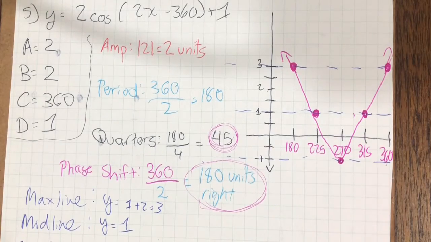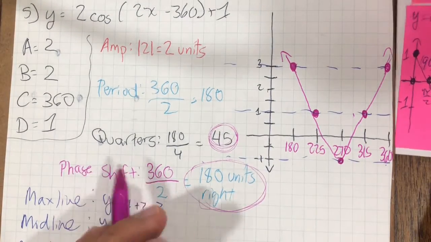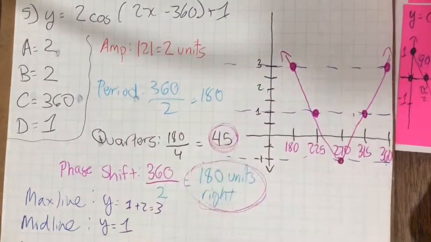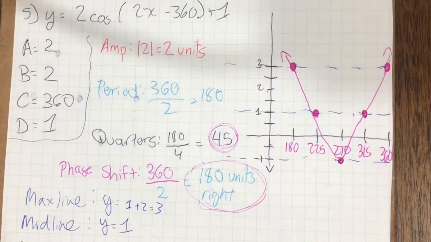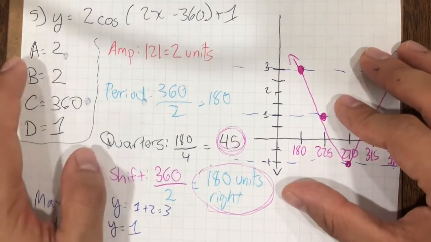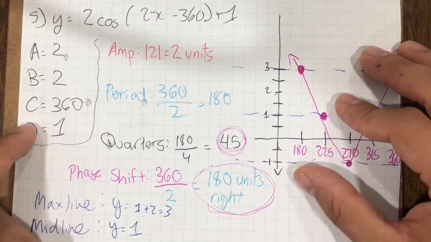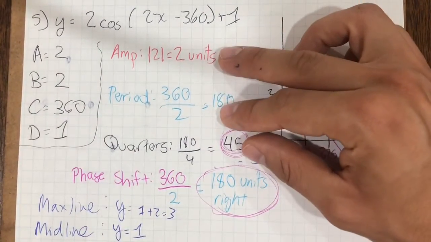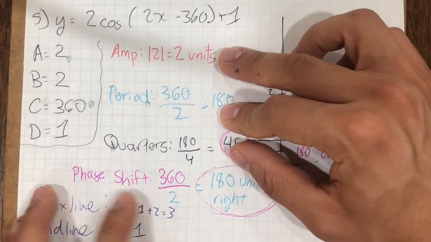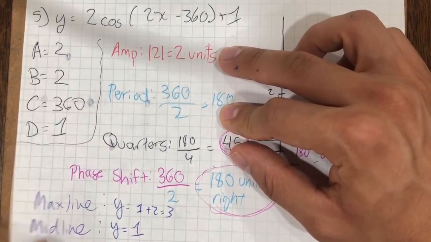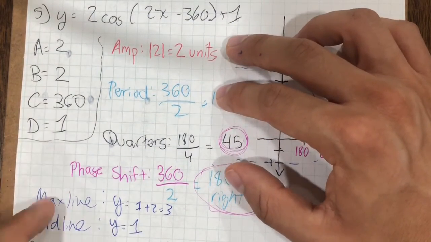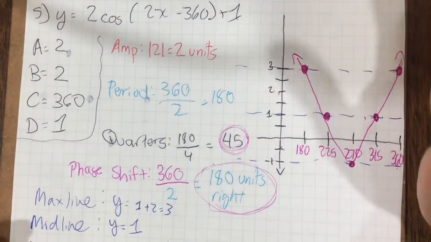All we really did was use a pattern: max, mid, min, mid, max. So for all these problems, all we really need to do is identify the numbers for A, B, C, D, identify the amplitude and period, always, and quarters as well, and the phase shift if there is a number for C. All of the lines are essential as well.